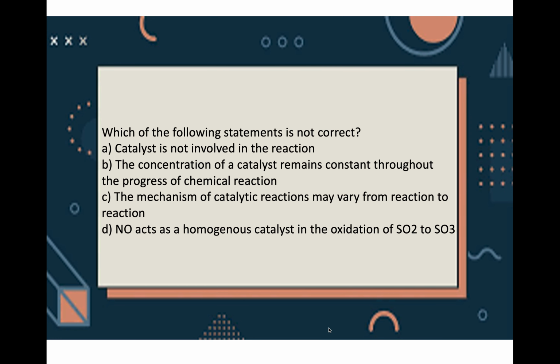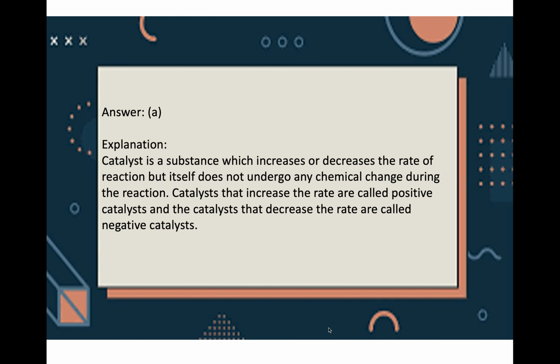Now, which of the following statement is not correct? A. Catalyst is not involved in the reaction. B. Concentration of a catalyst remains same throughout the progress of a chemical reaction. C. The mechanism of catalytic reactions changes from reaction to reaction. D. NO acts as homogeneous catalyst in the oxidation of SO2 to SO3. So, the answer is option A, catalyst is not involved in the reaction. Because catalyst increases or decreases the rate of the reaction, but it does not undergo any chemical change. So, the catalysts which increase the rate are called positive catalyst and decrease the rate are called negative catalyst.